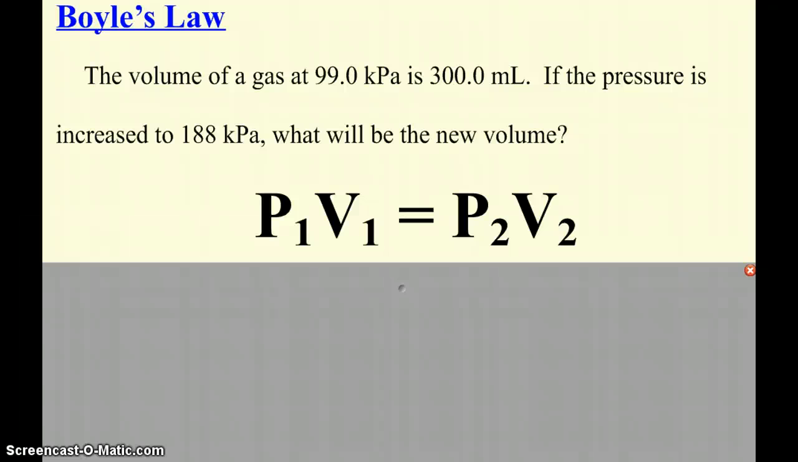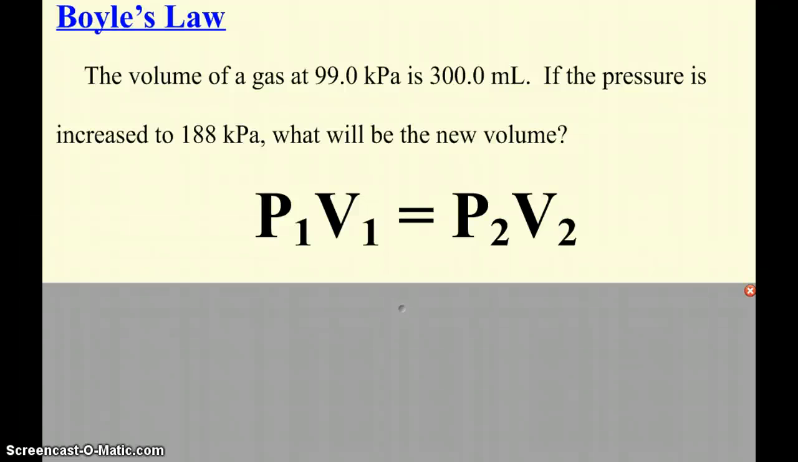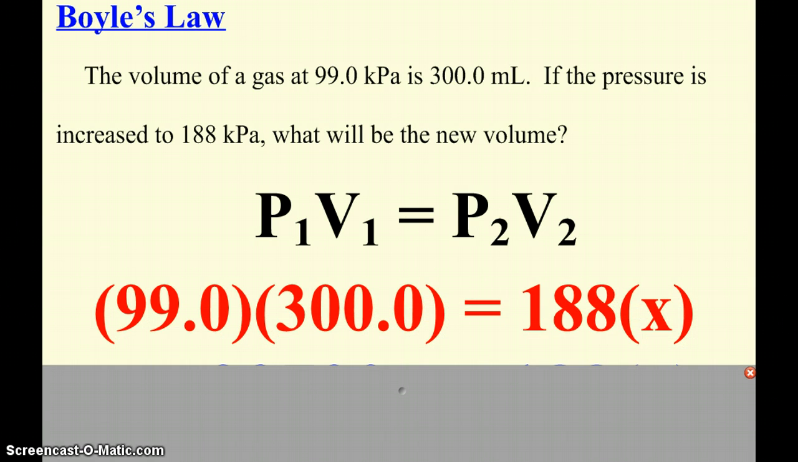So here's our sample problem. The volume of a gas, 99 kilopascals, 300 milliliters. If we change that pressure up to 188, what's the new volume? So here's our equation. We need to plug and chug. Plugging the numbers in the right spot, 99 kilopascals is my initial pressure. The initial volume is 300 milliliters. The new pressure is 188, and the new volume is what I'm searching for.